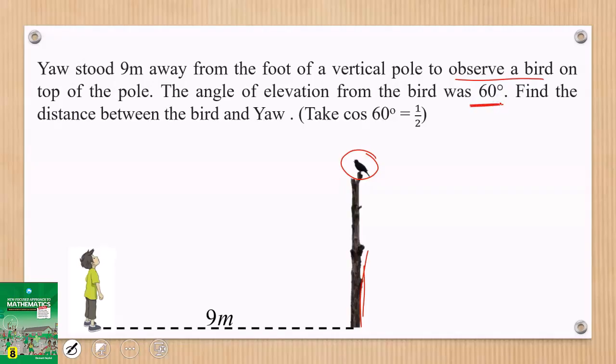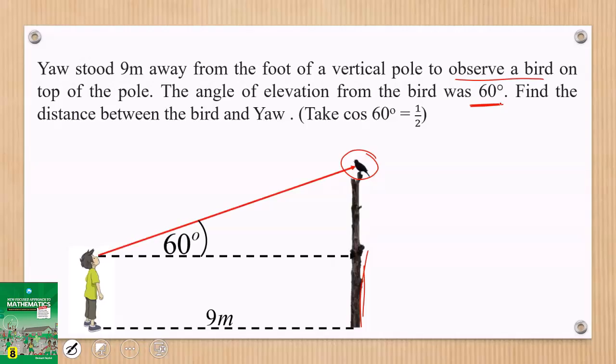That means Yao, with his normal sight, should be looking like this, but because he's looking at an object at the top, he has to raise his head. That is the angle of elevation, and it was given as 60 degrees. Find the distance between the bird and Yao. That means we want to find a distance. Let me call that distance x here.